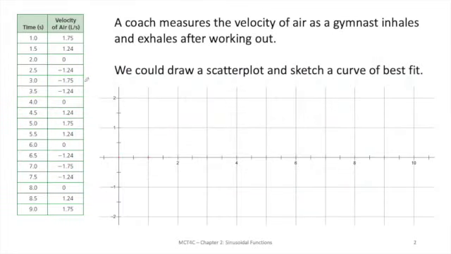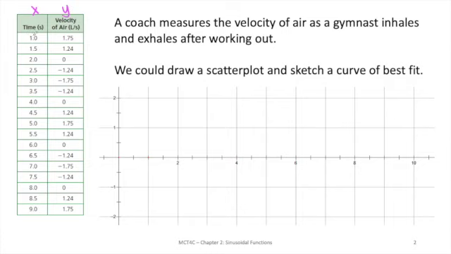So we're just going to start with a general example to get ourselves back into knowing what a sinusoidal graph looks like. A coach measures the velocity of air as the gymnast inhales and exhales after working out. We can draw a scatter plot and sketch a curve of best fit. We're just going to read these points. Remember, this is your x and this is your y.